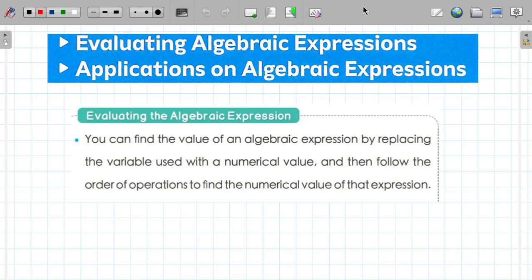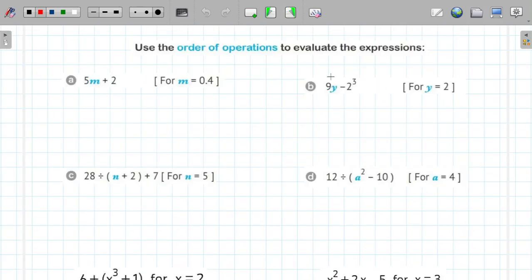First, parentheses, second, exponents, third, multiplication and division from left to right, and finally addition and subtraction from left to right. So why don't we try and solve some questions? The first question here says, use the order of operations to evaluate the expressions.